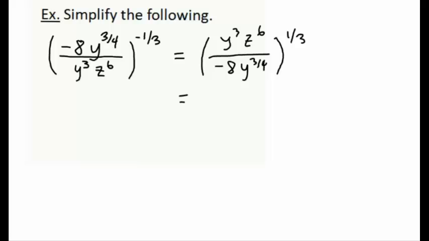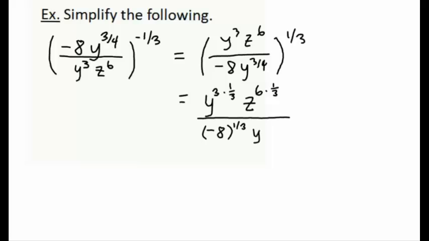Now that it's positive, we can go ahead and distribute it through to all of the terms inside the brackets. So first I'm going to distribute the 1/3 to the y to the power of 3. So we get y to the power of 3 times 1/3. Do the same thing for z. We get 6 times 1/3 here. Have to do the same thing in the denominator, so we're going to get negative 8 to the power of 1 over 3. And we're going to get y to the 3 over 4 times 1 over 3.